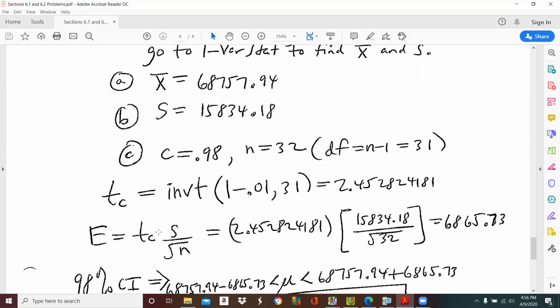We plug that into the formula for the margin of error right here. We take our s, the sample standard deviation that came from one variable statistics, and plug it in for s right here. And we divide by the square root of n. There are 32 of those salaries, so n is 32. When we multiply and divide, we get $6,865.73 as our margin of error.